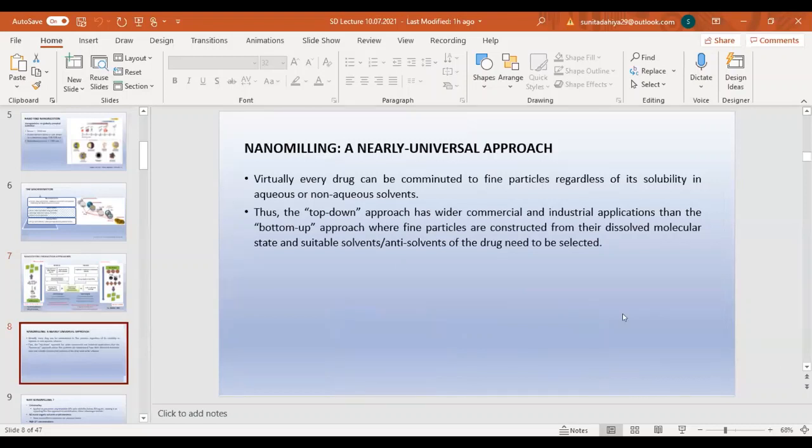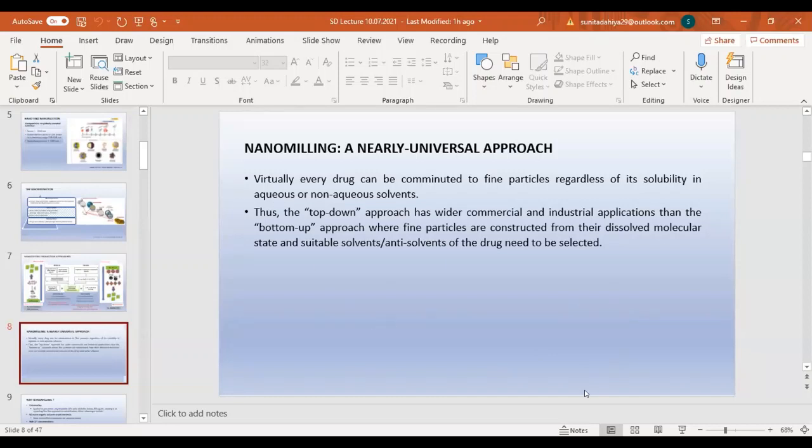Now, why do we say that nanomilling is a nearly universal approach? Because this approach can be virtually applied to every drug. Every drug can be comminuted, every drug can be size reduced from micron size particles to finer size particles, regardless of its solubility. You need not worry whether the drug is soluble in water, or find out in which organic solvent my drug will be soluble. It is not an important question when you adopt nanomilling as the particle size reduction approach.